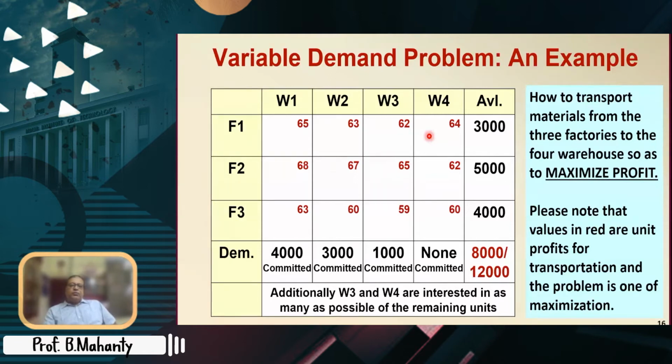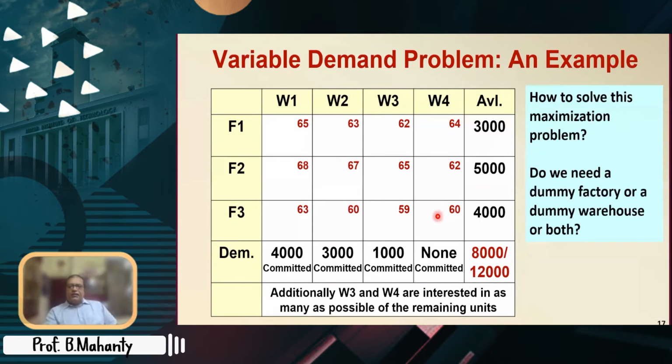Now what to do with those 4,000? W3 and W4 want as many as possible of those. That means if 4,000 is available, W3 is interested in all of 4,000. W4 is also interested in all of 4,000. But since we have only 4,000, we cannot give to both, is it not? That is not possible. So this is the difficulty. So how to solve this maximization problem?